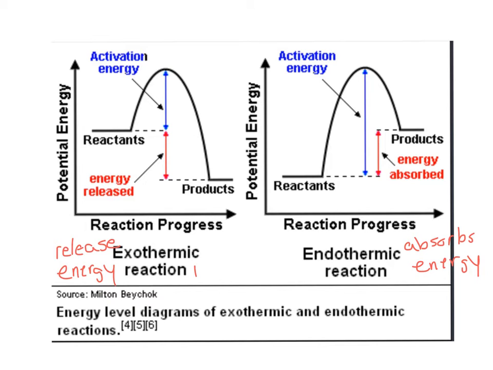Now, that doesn't mean that the reactants and the products are going to have the same energy. For example, if we have this exothermic reaction, it's going to release energy. So some of the energy from the reactants is going to stay with the products, but then some of the energy is going to be released out into the environment, into what we call the system.